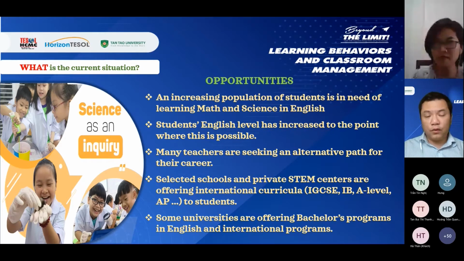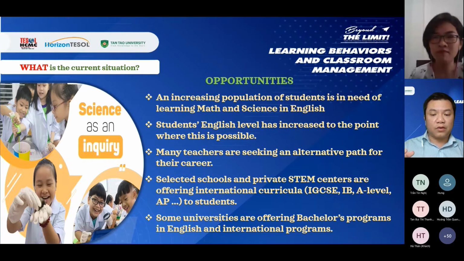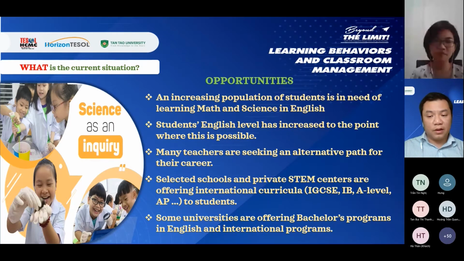As far as I know, many universities in Vietnam now are offering international programs, like collaborating with some university abroad to offer a program for their students. And having a good English background from high school or middle school is a good start for them to enter these programs and earn an international degree. Also, there are some bachelor degree programs that are taught completely in English. So it is important for students to learn math and science and probably other subjects in English since they were in high school or middle school.